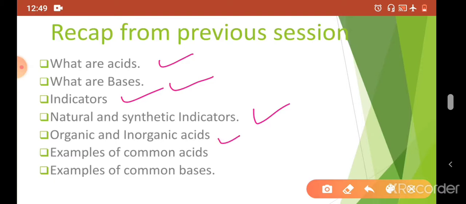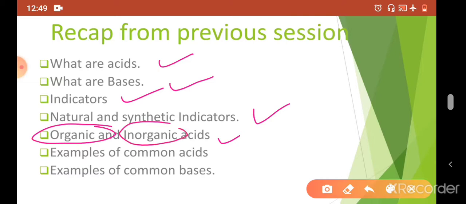So acids can be classified into two groups on the basis of how they are available in nature, or they can be manufactured in the laboratory. If they are available in nature, then they are known as organic acids, and if they are manufactured in industry only, then they are called inorganic acids.